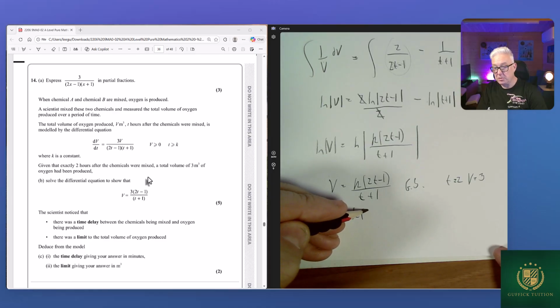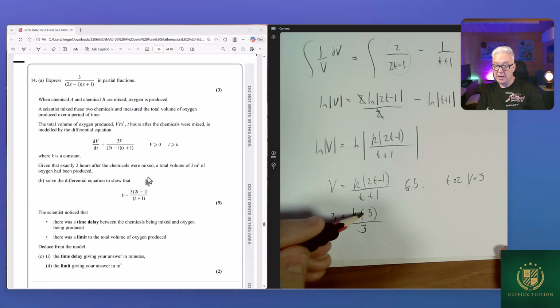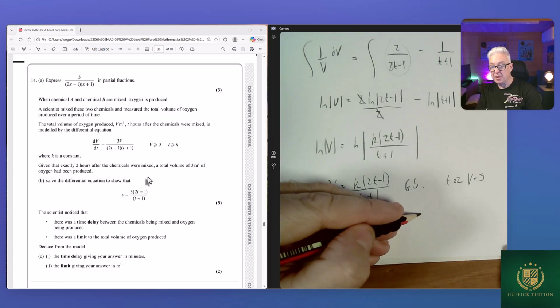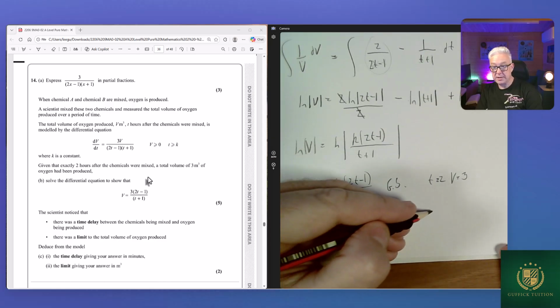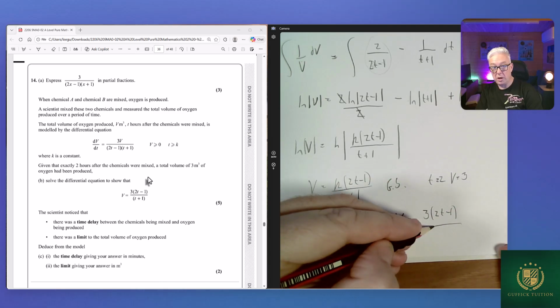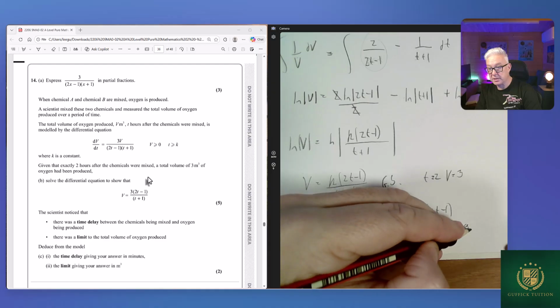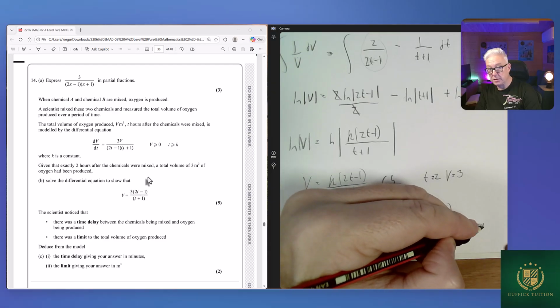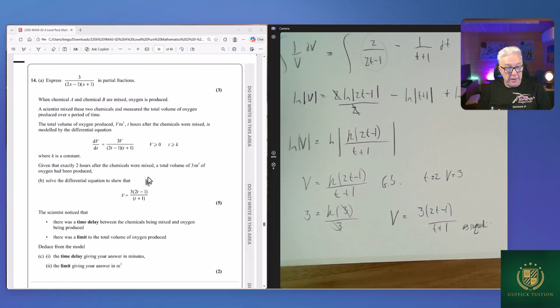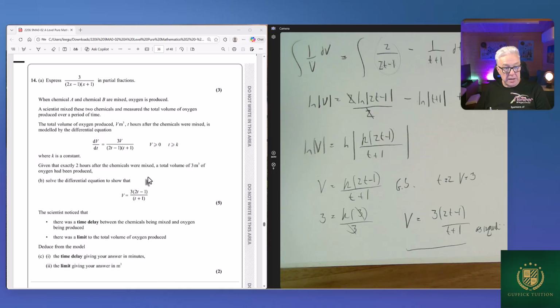So we can sub that information in now in order to work out what k is. So we're going to have 2 times 2 is 4, 4 take away 1 is 3, and then 2 add 1 is 3. Okay, so that cancels, so k is 3. So therefore our equation is v is equal to 3 times (2t - 1) all over (t + 1). Okay, as required, and that is that part done. So that is part B done for 5 marks. So quite a standard kind of process there. Right, let's see what's next in the question.